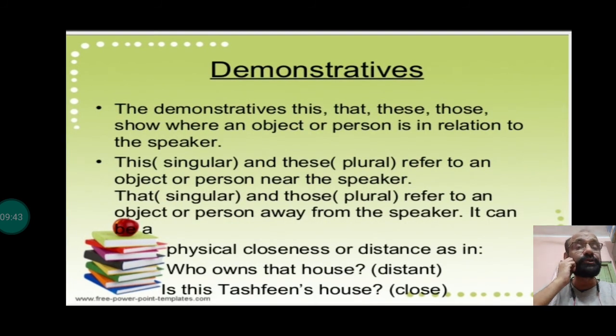Now, demonstratives. The demonstratives this, that, these, those show where the object or the person is in relation to the speaker. This is singular and these is plural. Refer to an object or a person near the speaker. That and those refer to an object or person away from the speaker. It can be a physical closeness or distance, as in who owns that house, distant. In this, Tashfeen's house is close.